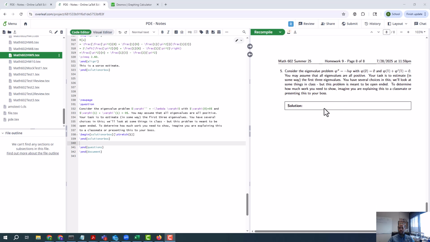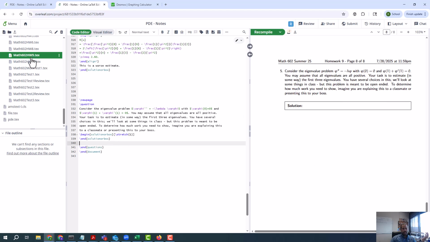Okay, so we want to do this problem. I first want to give a little information about the eigenvalues for phi here. Now, I say here you may assume that all eigenvalues are positive. I'm not going to assume that. I want to show that. You don't have to do that, but I do want to show that.